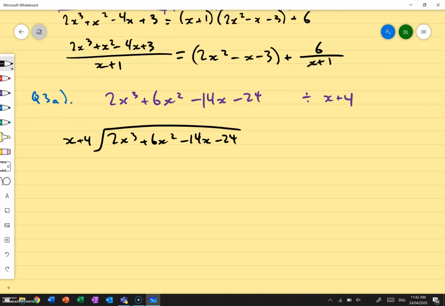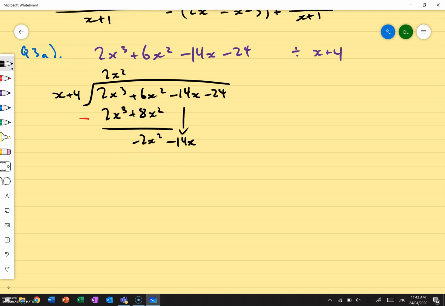What do I multiply x by to get to 2x cubed? Well, I need to multiply by 2x squared. So 2x cubed here. And then 4 times 2x squared is positive 8x squared. I take that away. Once again, it's implied negative. So 6x squared minus 8x squared gives me negative 2x squared. I bring the negative 14 down, so I write negative 14x there. I need to think, what do I multiply x by to get to negative 2x squared? Well, that's negative 2x. So I write negative 2x squared here.